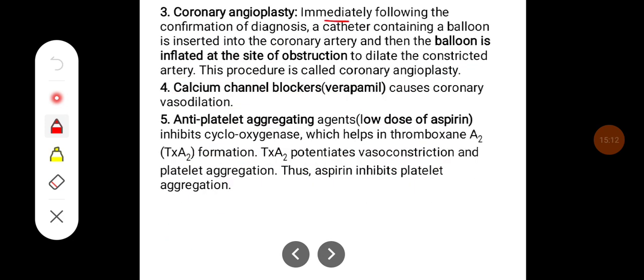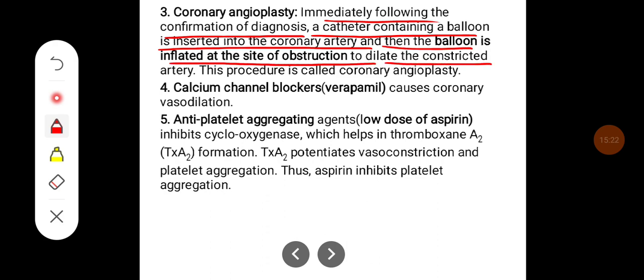Coronary angioplasty. Immediately following the confirmation of the diagnosis, a catheter containing a balloon is inserted into the coronary artery. Then the balloon is inflated at the site of obstruction to dilate the constricted artery. This procedure is called coronary angioplasty.